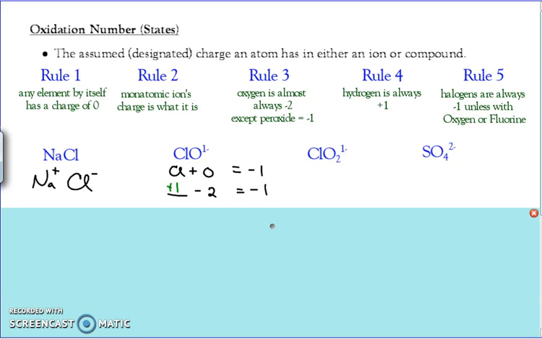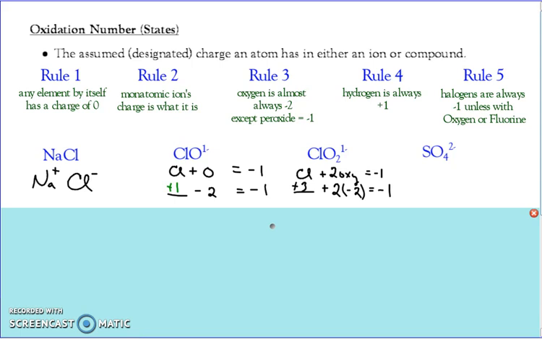In the next one, we have chlorite. In this case, it's also equal to negative 1. But now we have 2 oxygens and 1 chlorine. Again, oxygen's almost always a negative 2 unless it's in a peroxide, and this is not a peroxide. So we have 2 negative 2s. And this time, chlorine's oxidation number is going to be a plus 3 to make that work out.